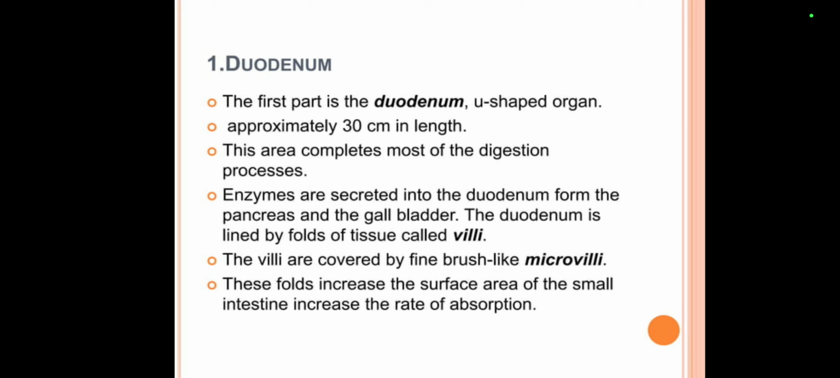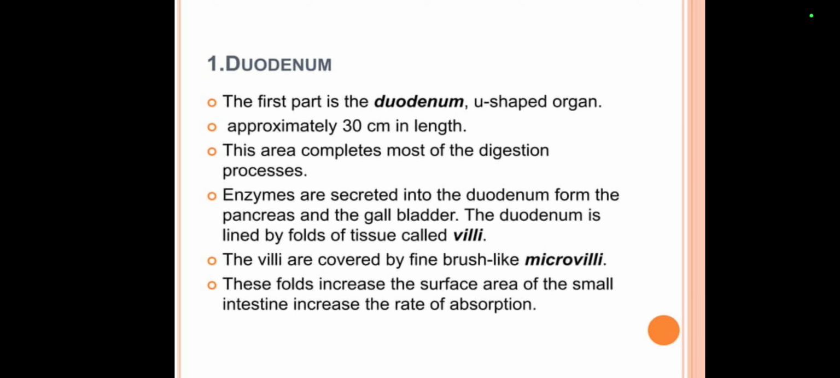The duodenum is the first part of the small intestine, and it is usually U-shaped. It is approximately 30 centimeters in length, and this area completes most of the digestion process. Why? Because it is the first part of the small intestine. So when it is the first part, it is the entrance of your food. So in that area, it is easy to digest the food, and it completes the digestion in that area.